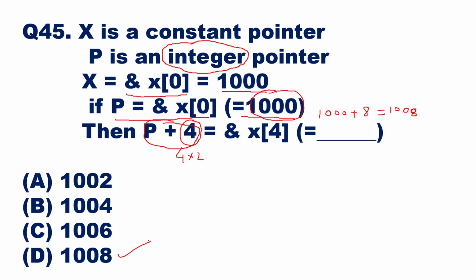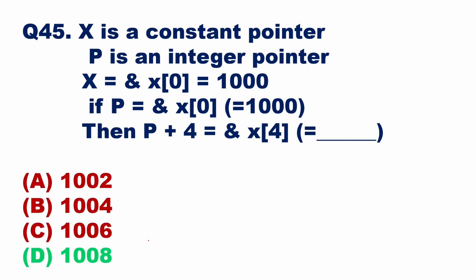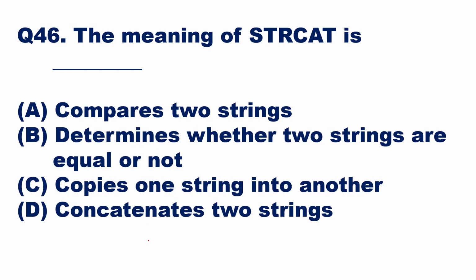The only thing you have to remember here was that it was an integer pointer, and an integer pointer holds 2 bytes each. So if you are doing P plus 4, that means 4 into 2, that is 8 positions. So from 1000 we are going to come to 1008. So option D, 1008, will be the right answer. Then we'll go to the next question.